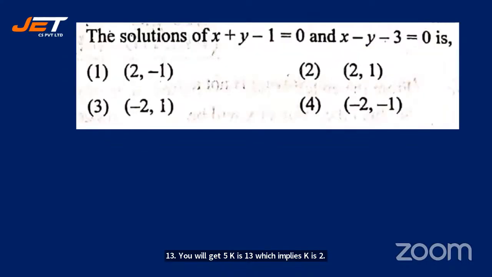The solutions of x plus y minus 1 is 0 and x minus y minus 3 is equal to 0 is dash. You can even do using simultaneous equation method or substitution method. Any method you do, but find out the value of x and y. Is it clear? Yes, let's see how many have started doing and giving me the answer. Yes, many say option 1, 1, 1, 1, 1.